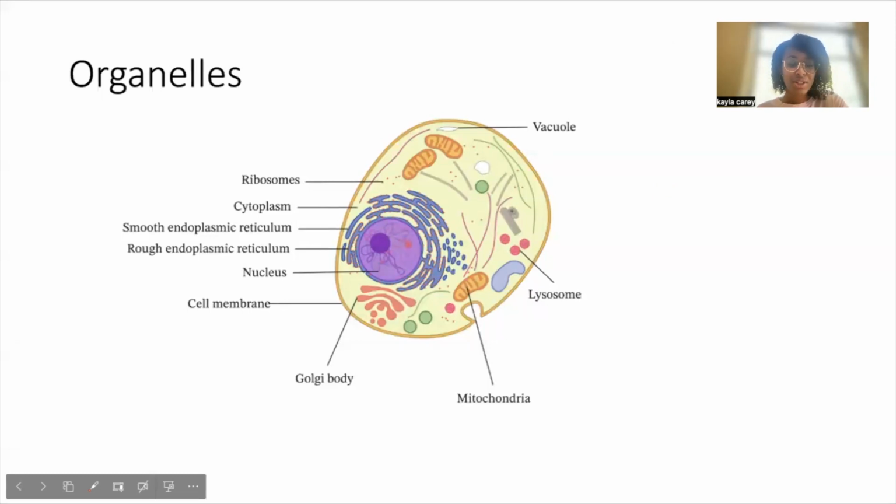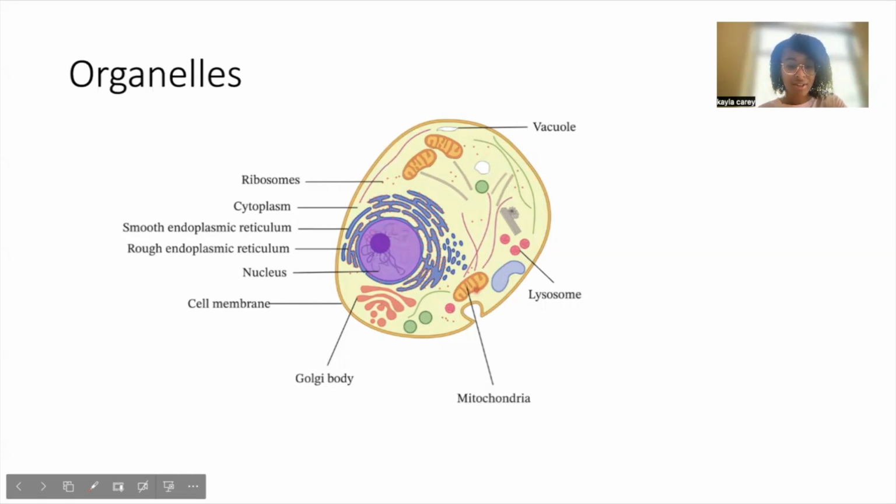The nucleus is usually called the brain of the cell. And this is because the nucleus is where DNA, essential genetic information, is stored. The nucleus is also where DNA is copied and replicated.